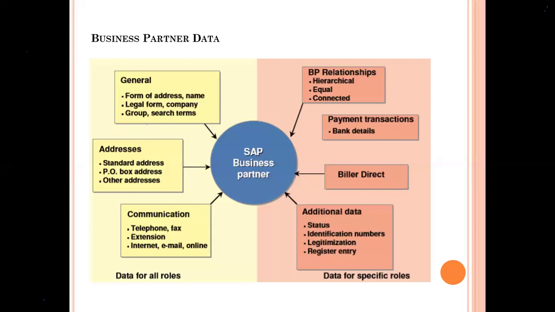Then additional data like identification numbers, legitimation. Additional data means your legal documents which will get uploaded into the system, like your Aadhaar card, passport, a lot of stuff which can show that this is a legal entity. So these things are there, and either we activate all of them as mandatory fields, or we activate some of the fields as mandatory fields.